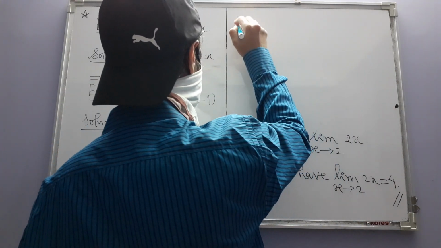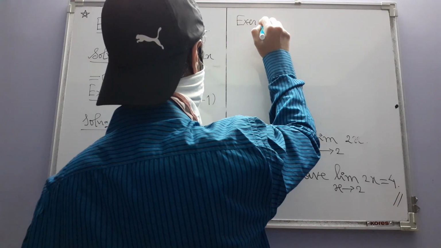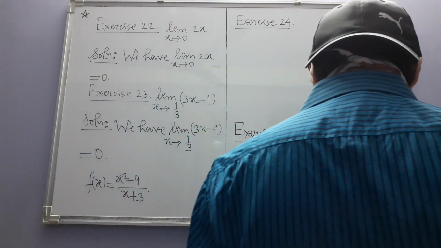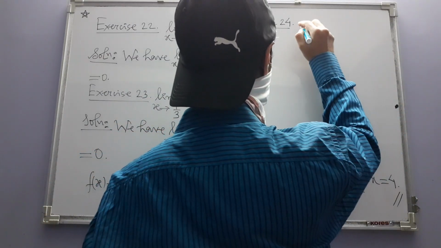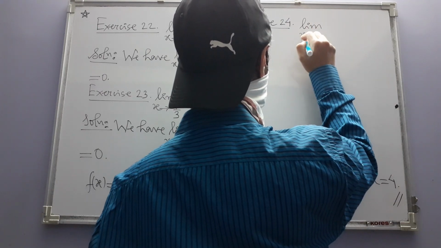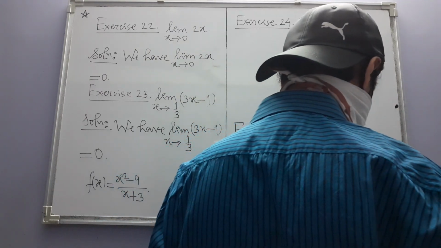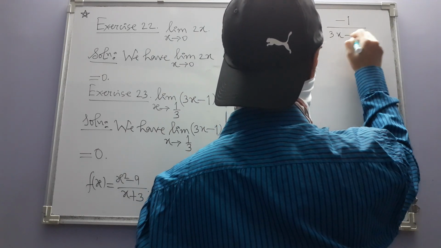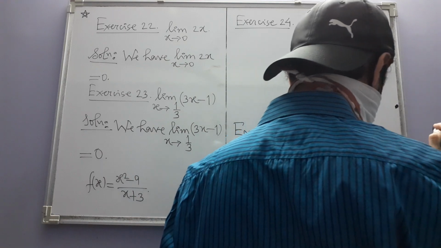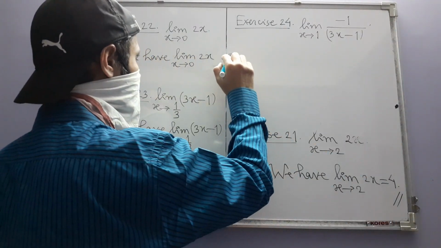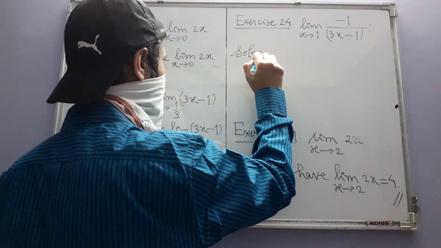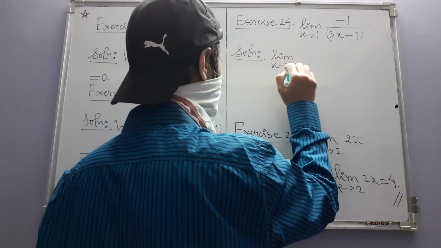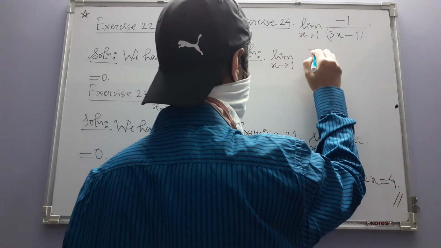Next, 24. Limit as x is approaching 1 of minus 1 over 3x minus 1. We have, you can write we have always.